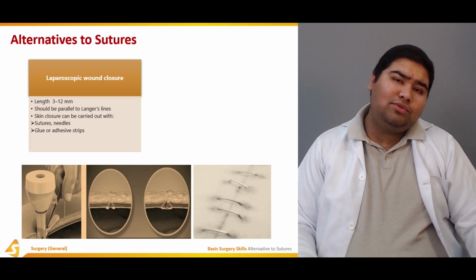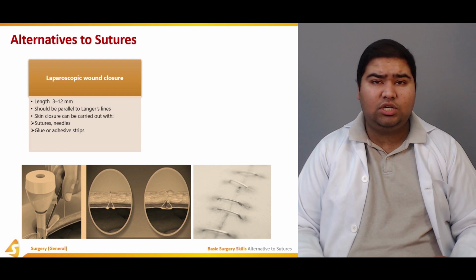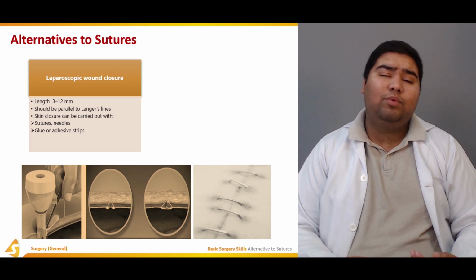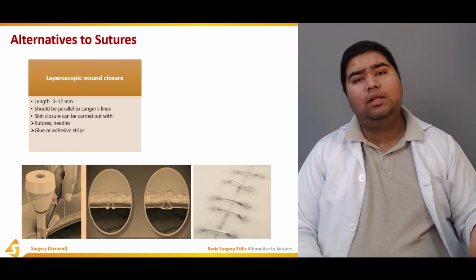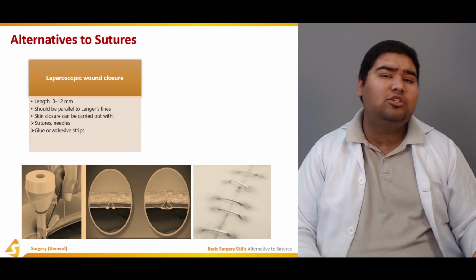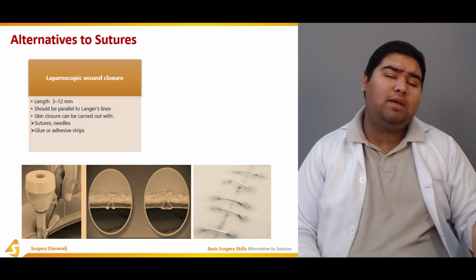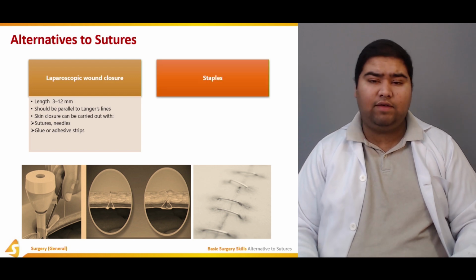Now the skin closure can either be carried out with the help of the sutures, with the help of the needles, with the help of glue, or the adhesive tapes. So in the laparoscopic realm, the wound is actually a small wound and can be closed by any of the traditional or the newer methods available.